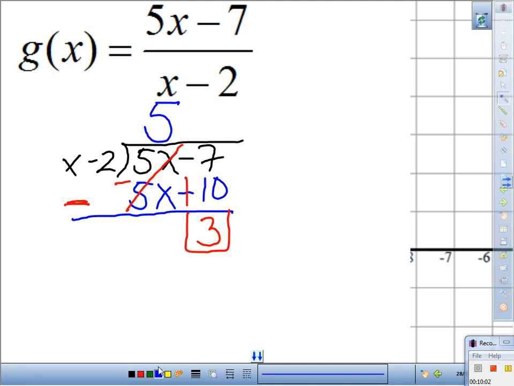All right, here we go. So what's my whole number? 5 plus, what's my remainder? 3, and what's my divisor? X minus 2.